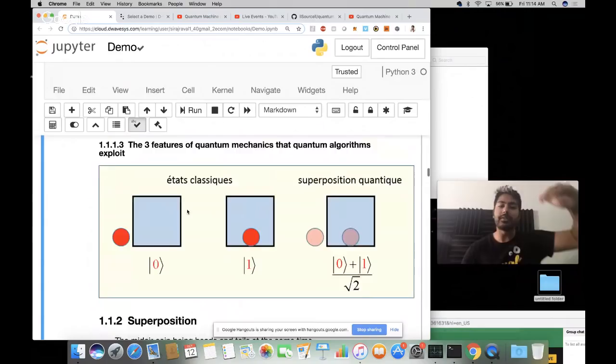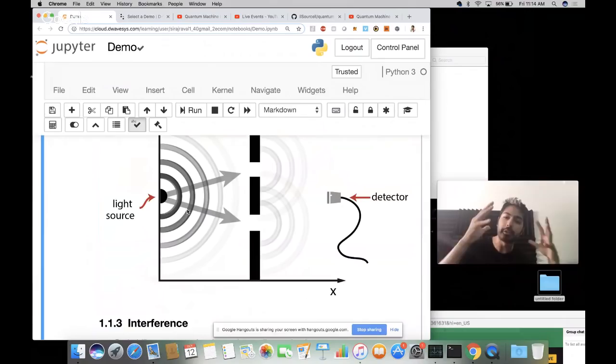Now, there's a second feature. It's called interference. Now, don't worry if none of this makes sense yet. By the way, I just really wanted to describe quantum mechanics, okay? I just think it's so cool. It is so cool. So where were we?